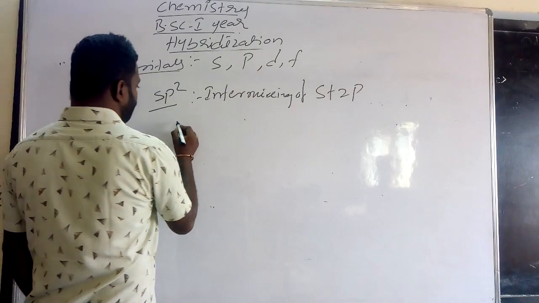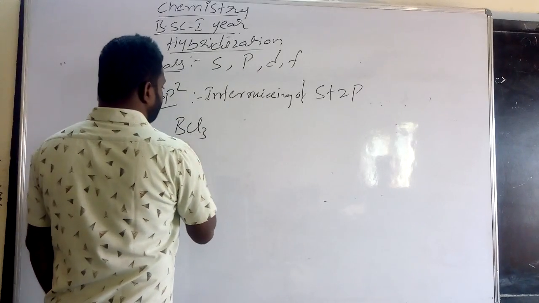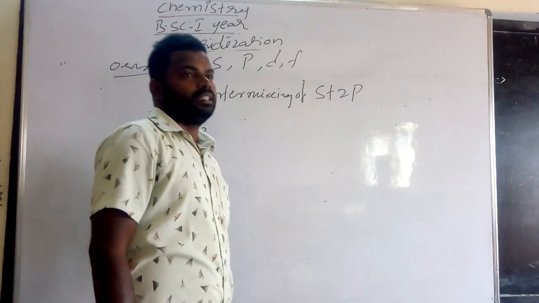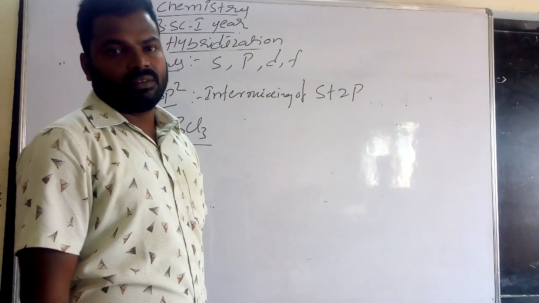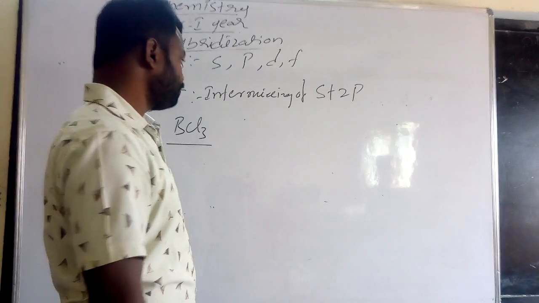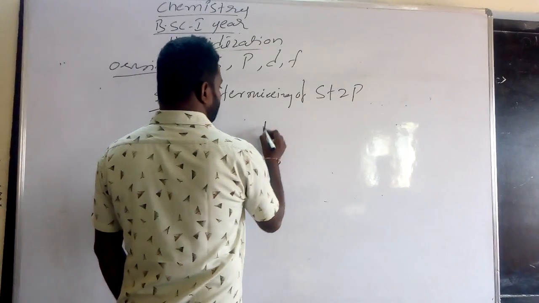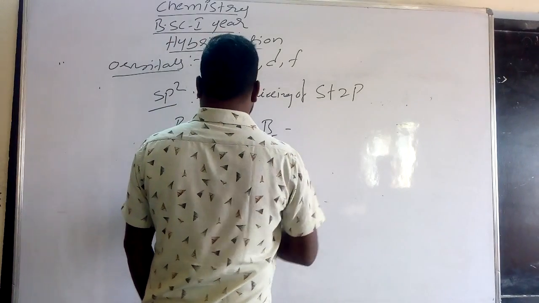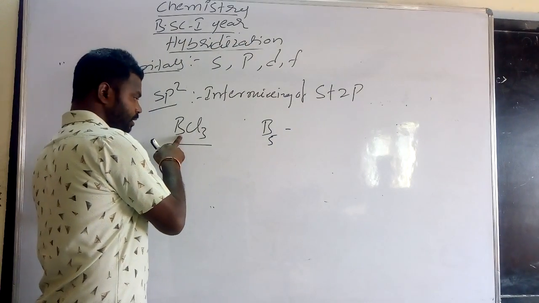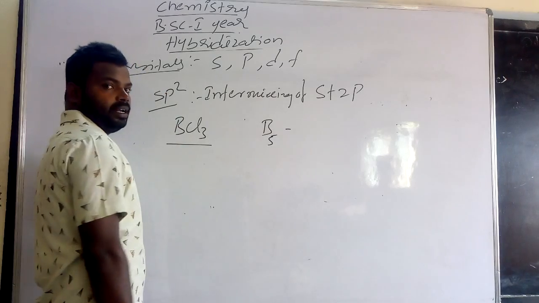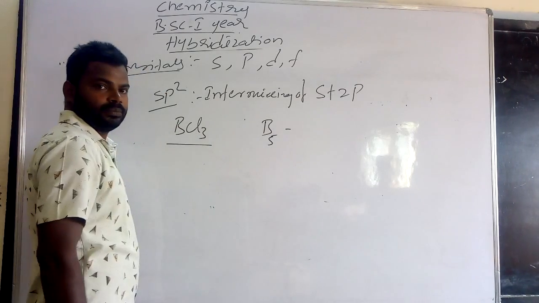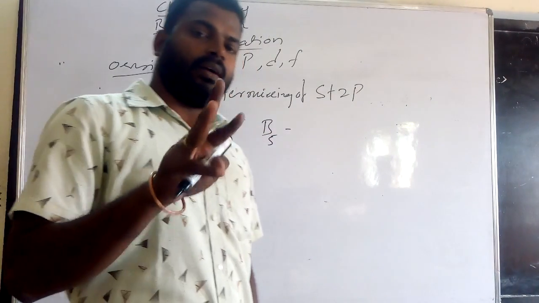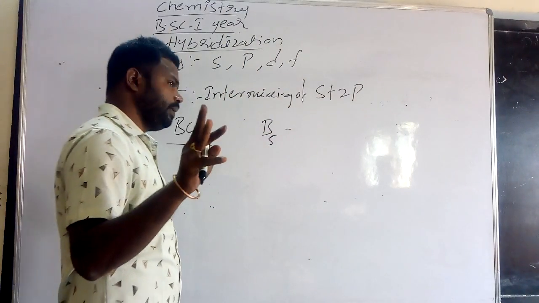We take an example, BCl3, boron trichloride. Boron trichloride means the boron atom reacts with three chlorines. So the center atom is boron, atomic number 5. Every boron atom reacts with three chlorines, so in the boron atom we want 3 unpaired electrons.